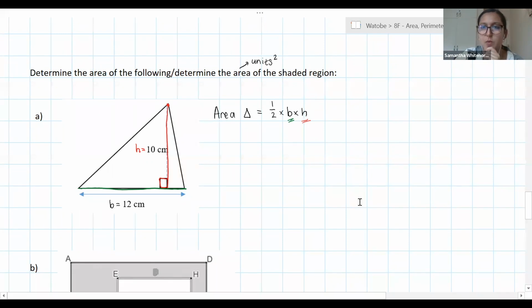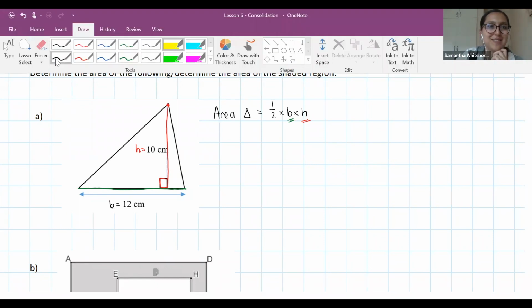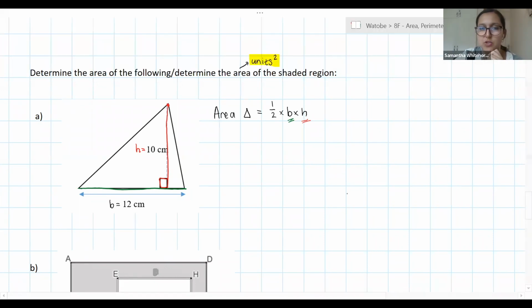Very nice, guys. I want you to remember area is always units squared. So double check your answers units. I know it's not easy to type that in the chat, but just make sure your actual answer that you've written down is correct.